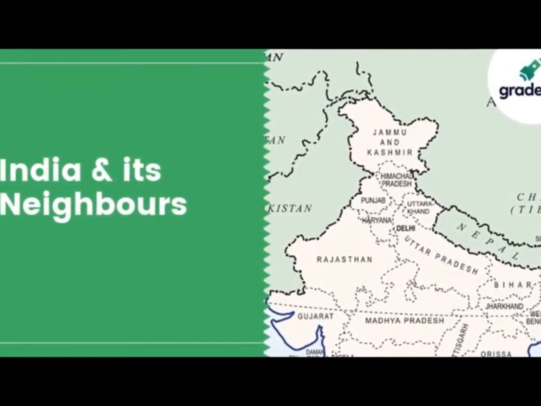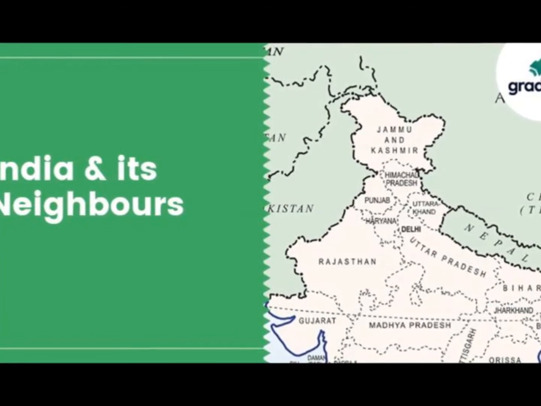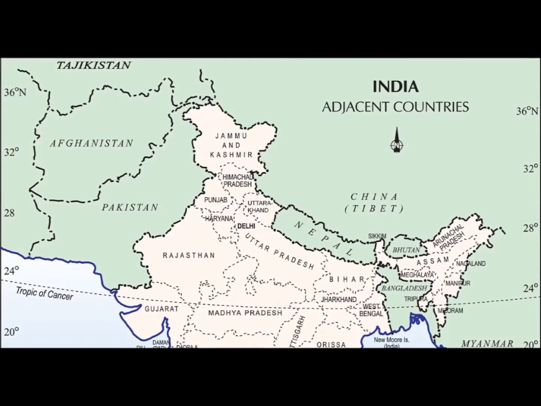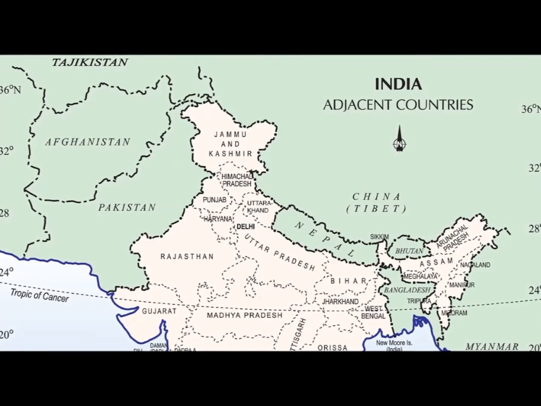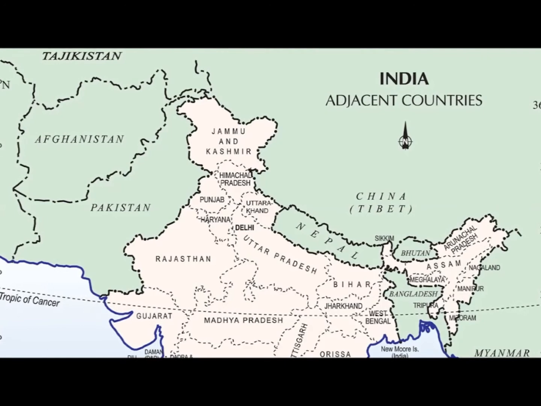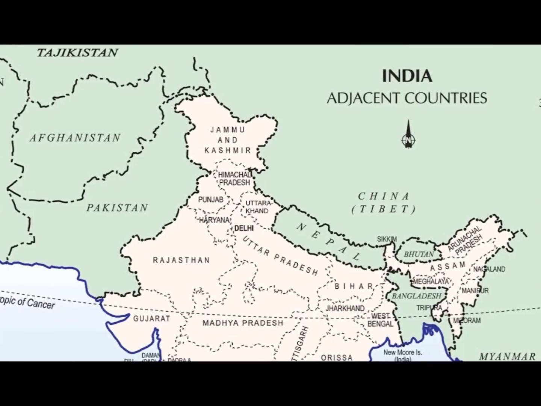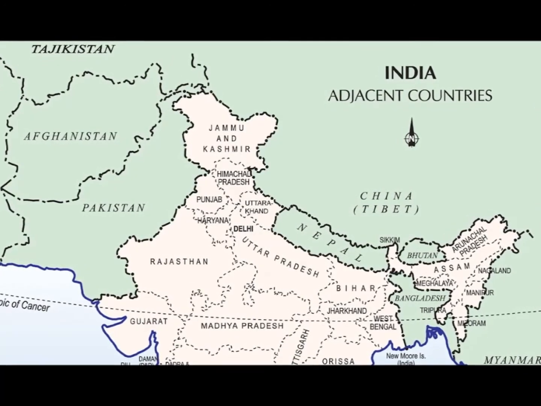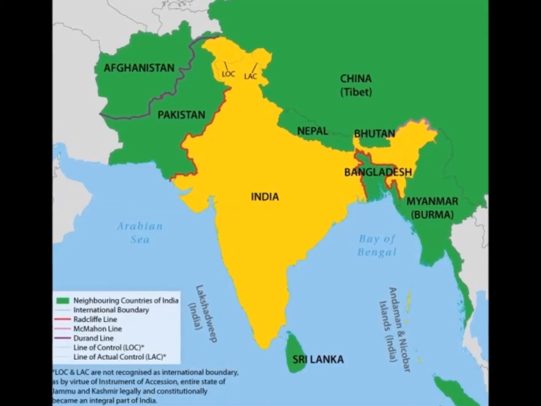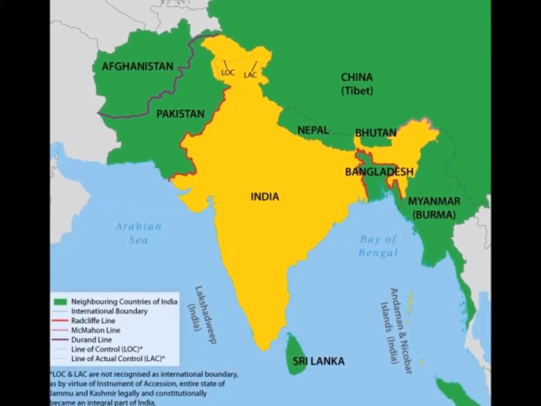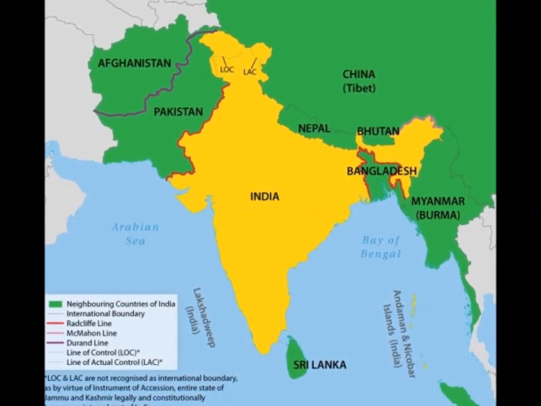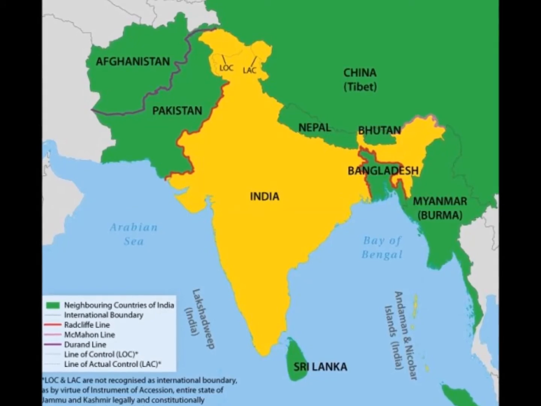How many neighbors does India have? Yes, 7 plus 2. That is, 7 countries share a land boundary with India, and we have 2 island neighbors also. Most probably we are familiar with one of our island neighbors, but we have one more. Anyway, 7 plus 2, that is a total of 9 neighboring countries for India.